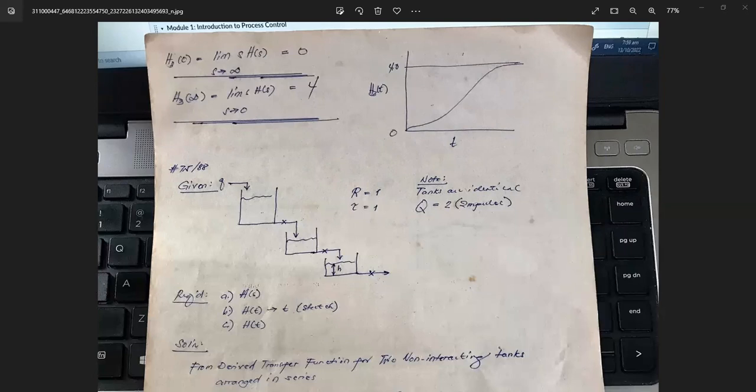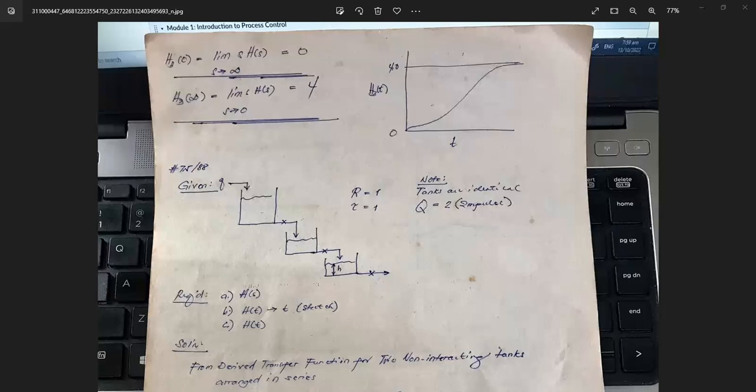So this is 7.5. You're given 3 identical tanks that are operated in series in a non-interacting fashion. For each tank, the R is equal to 1 and the tau is equal to 1. If the deviation in flow rate to the first tank is an impulse function of magnitude 2, determine an expression for H of S, where H is the deviation in the level in the third tank. So we can have it represented as H3 of S.